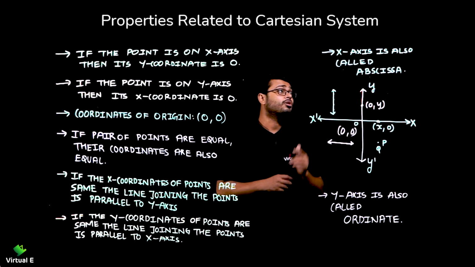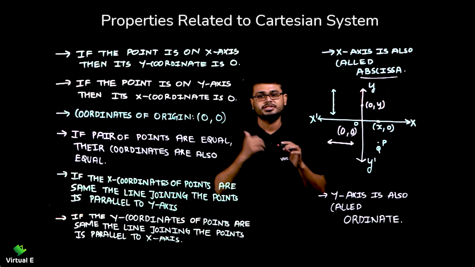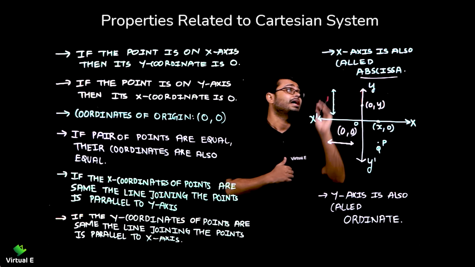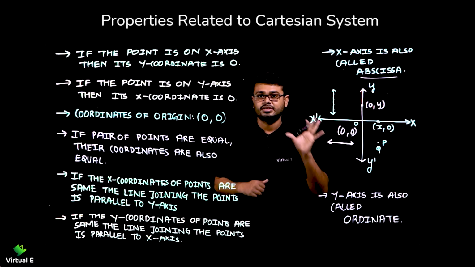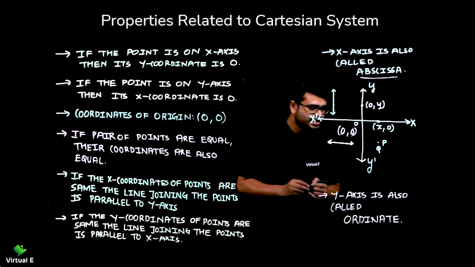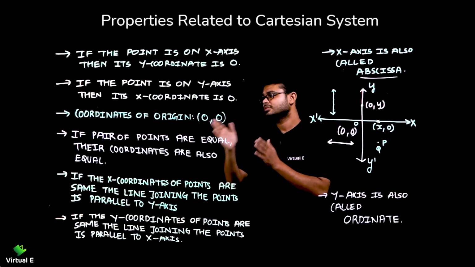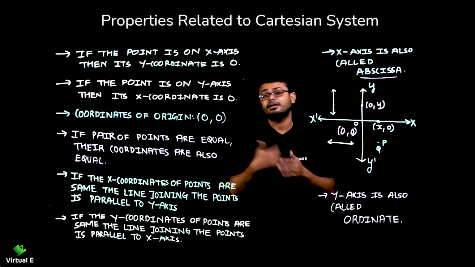Next is important. The x-coordinate is also called abscissa. We are going to use this name in sums as well, so it's easy to introduce. The x-coordinate is also called abscissa, remember. And the y-coordinate is called ordinate. So these are the few basic properties that we need to remember. It will help you to do the sums in an easier way and understand as well.